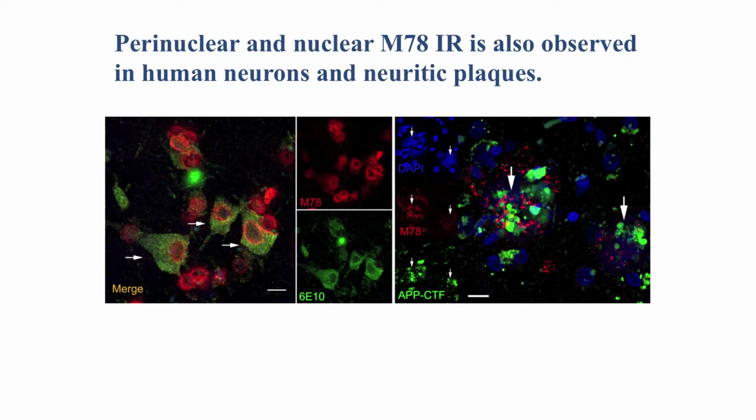So the question is, does it happen in humans? And the answer is yes, it does. You see the exact same kind of thing, the misfolded APP accumulating in the nucleus, and it's surrounded by these misfolded APP molecules in the dystrophic neurites, and there's DNA in the center of the human neuritic plaques as well.